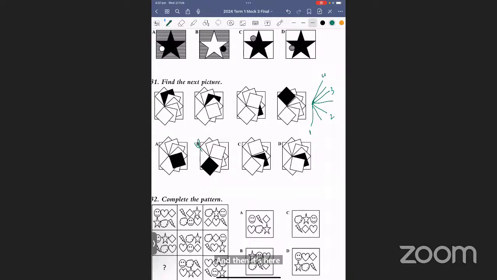1 to 2, how much does it move by? +2, good. 2 to 3? +2. Yep. 3 to 4? +2. Good. And the next one should be? +2. So it goes 1, 2 to here. Do you guys understand? Yeah. The top card should be in this position, and the answer is D.